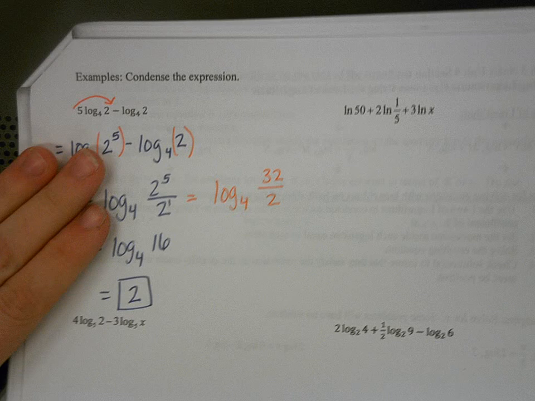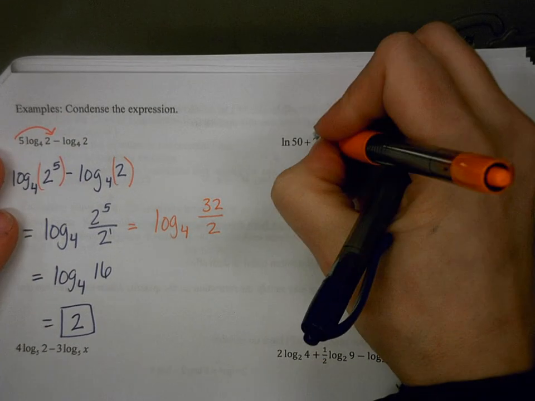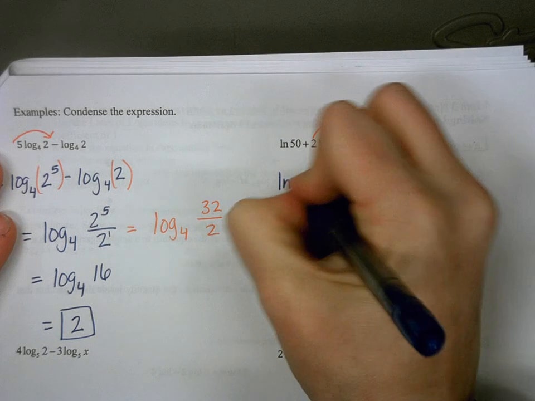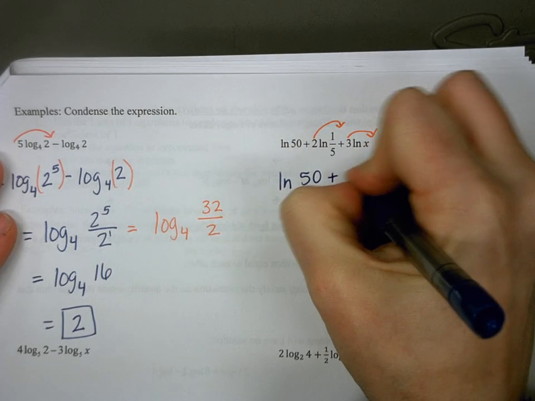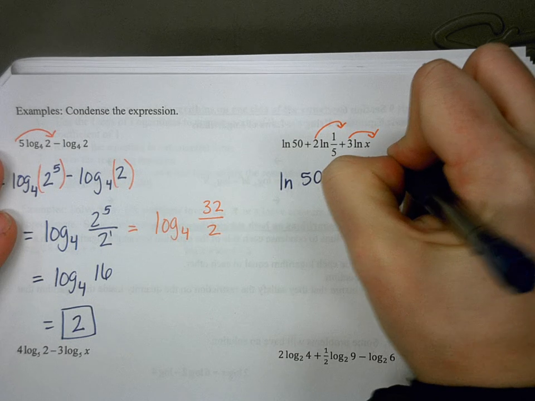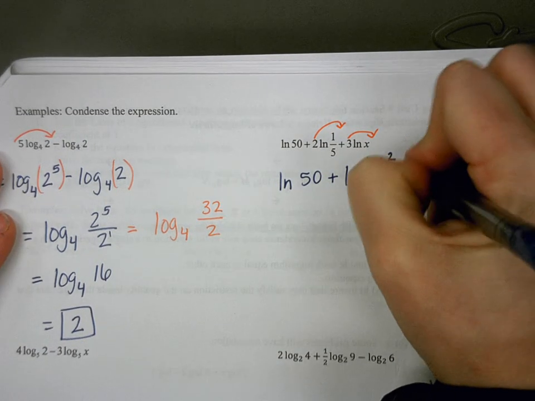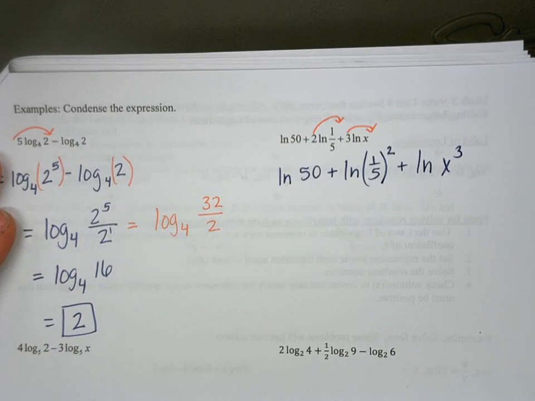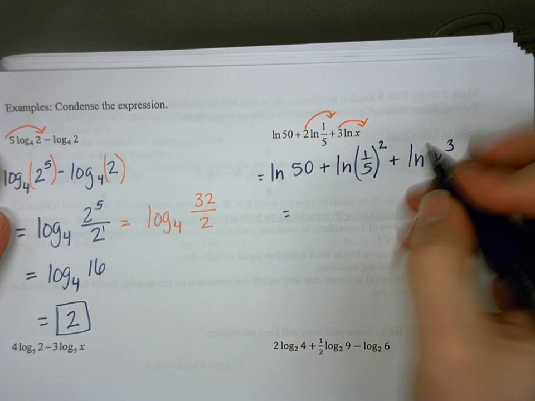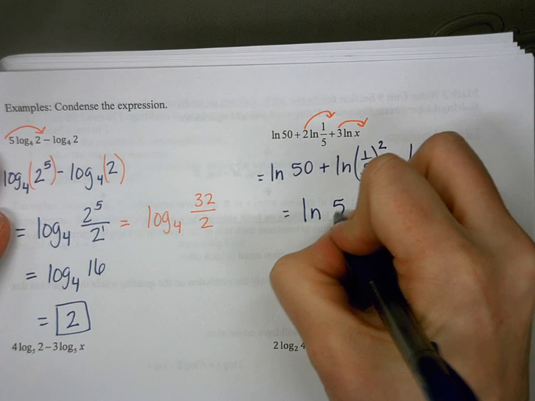All right, moving to the right-hand side, remember we're going to put our exponents back first. We have 2 exponents here. So natural log of 50 plus natural log of 1/5 to the 2nd power plus natural log of x cubed. All of these additions mean that you're going to multiply those values together.